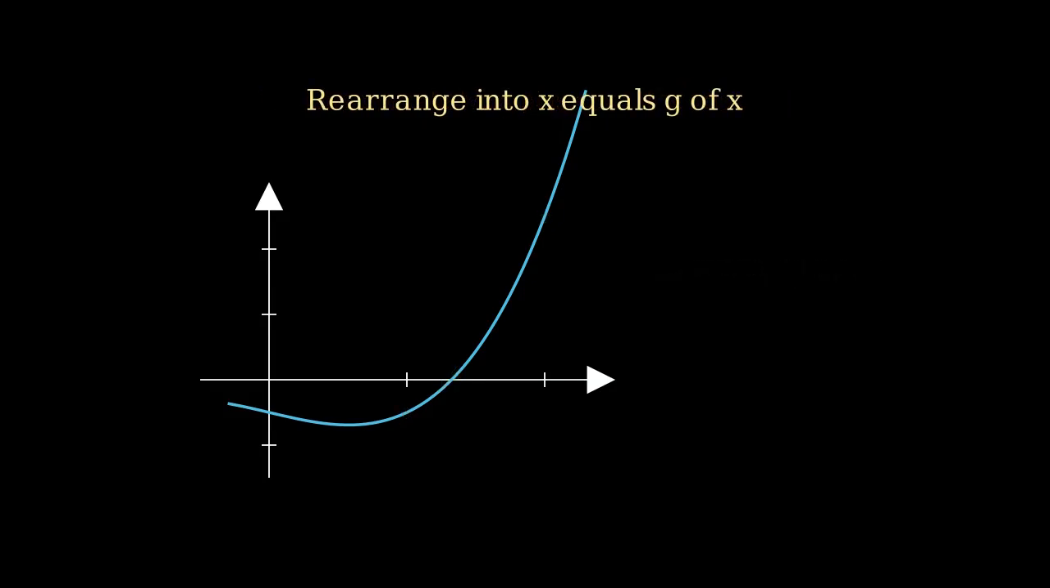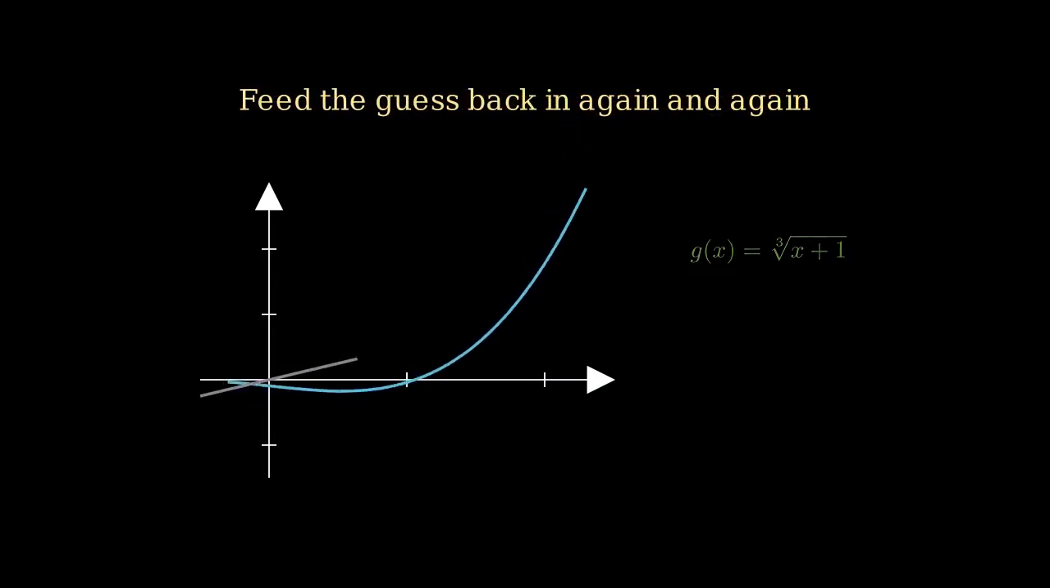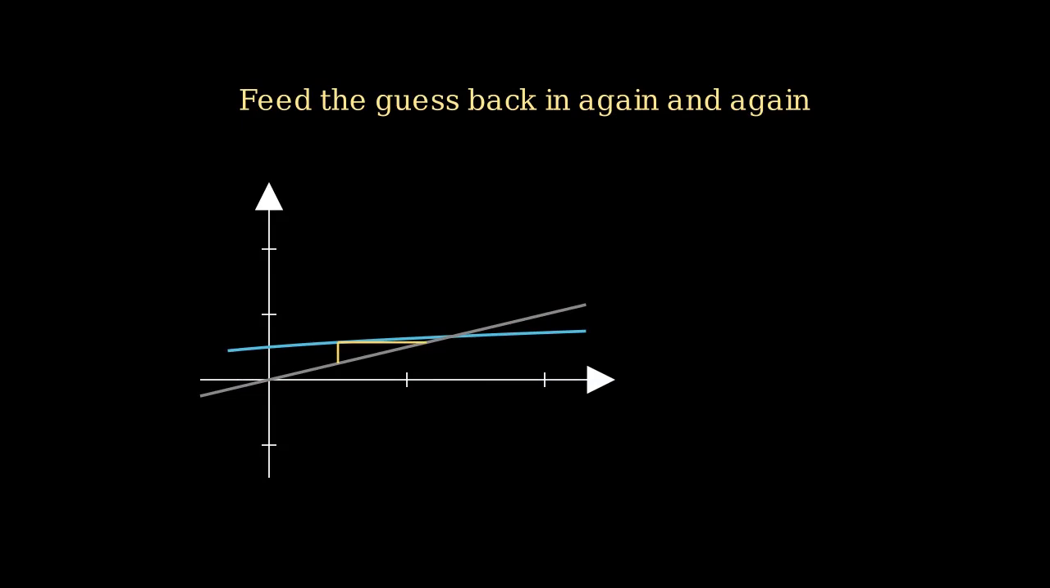Fixed point iteration takes a different approach. Rearrange x cubed minus x minus 1 equals 0 into the form x equals g of x. For example, x equals the cube root of the quantity x plus 1. Now feed a starting guess into that rearrangement, take the output, and feed it back in again and again.